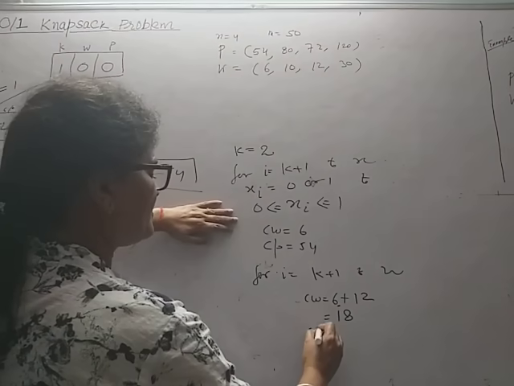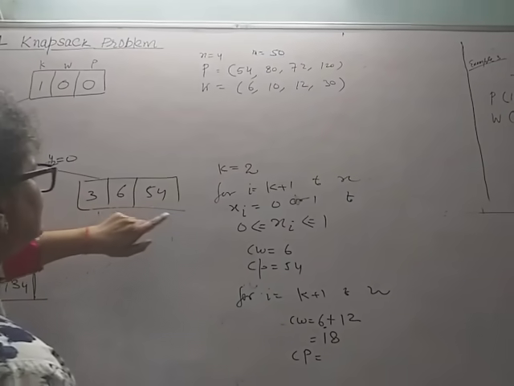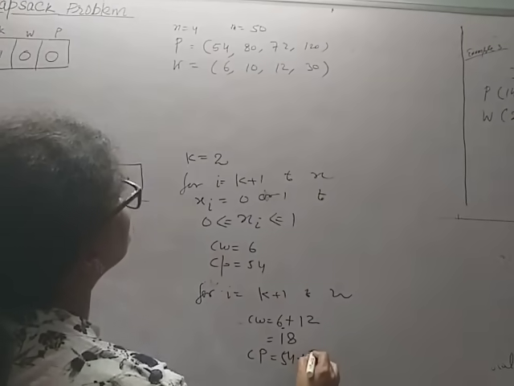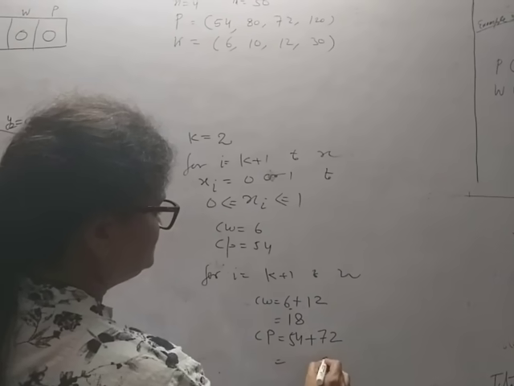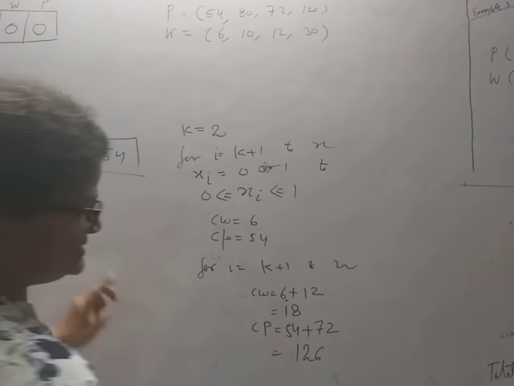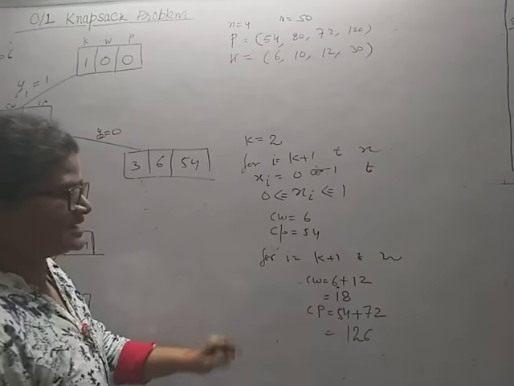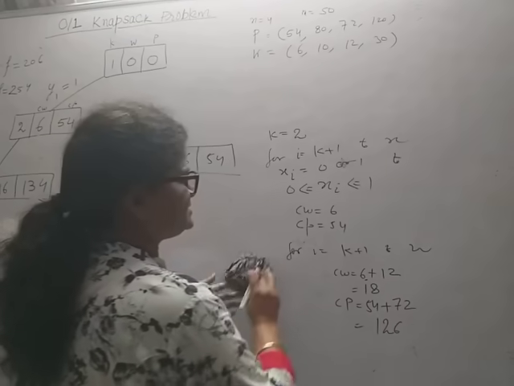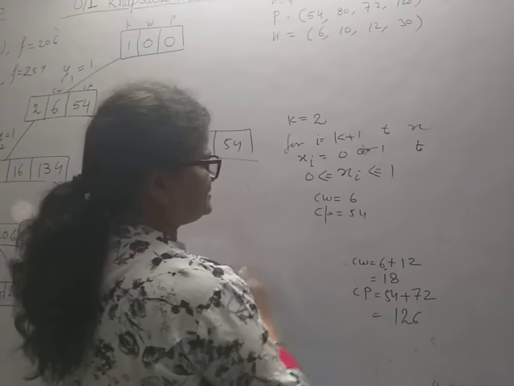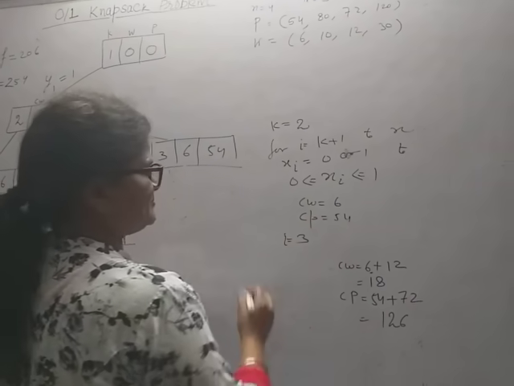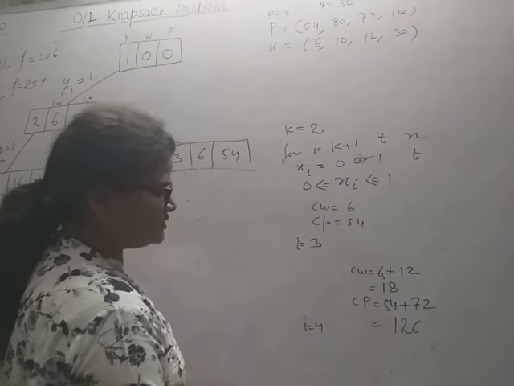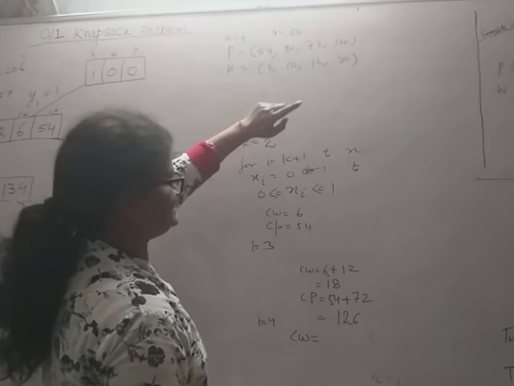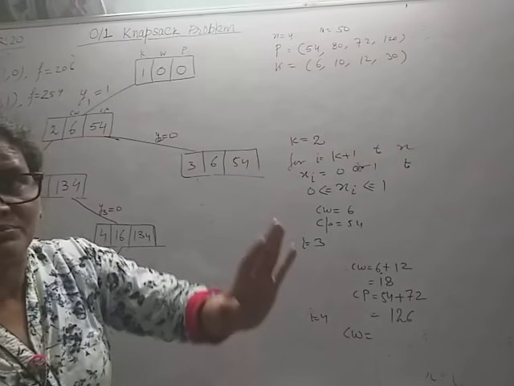And what will be the current profit? Current profit is 54 plus 72, that is 126. This is for the second weight. Where do we have to go? K plus 1 to n. Okay? So again, I equal to 3 was this. I equal to 4. At I equal to 4, what will CW be? 18 plus 30. Now the 30 cannot be added.